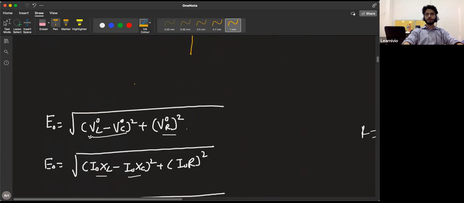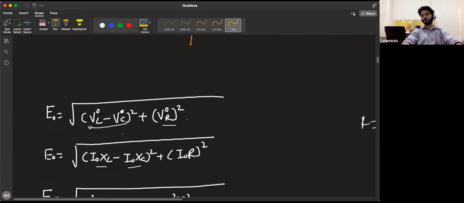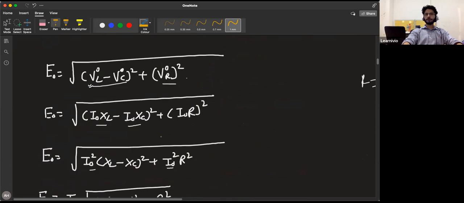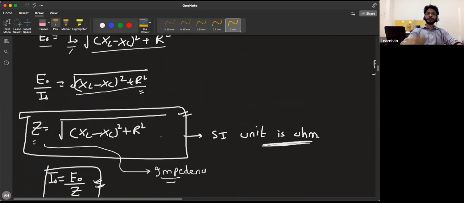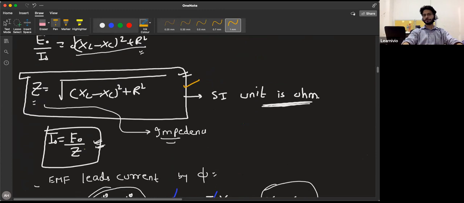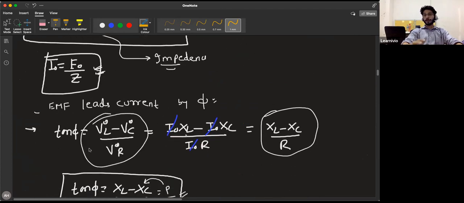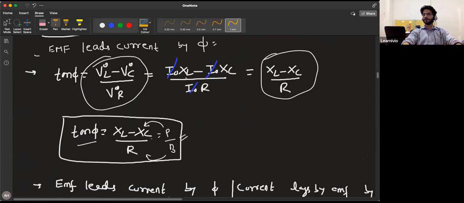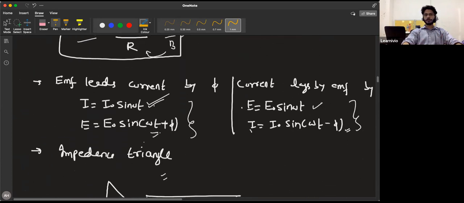In that case, your impedance was the root of (V naught L minus V naught C) square plus V naught R square, or you can say impedance is root over (XL minus XC) square plus R square. I naught is E naught by Z, the expression for the peak value of current. When XL is greater than XC, the EMF leads, and the phase difference was (XL minus XC) by R. And this was the equation of current and the corresponding equation of EMF.